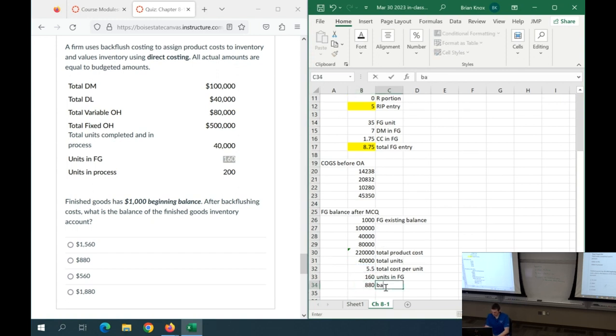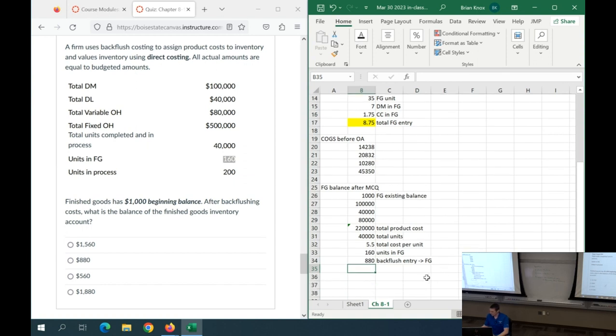This is the backflush entry, the amount the backflush entry sends to finished goods. Okay, add that to the existing balance, and that is the after FG balance. That should be the answer right there.